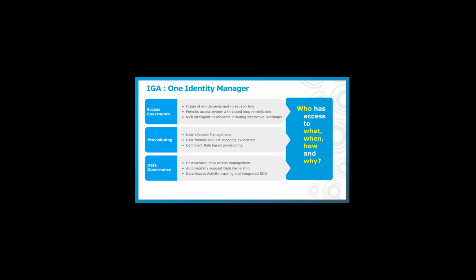Data governance is an additional module that can be bundled with Identity Manager. And this module's main function is to protect your unstructured data. So files and servers scattered in your organization can be protected using this module, in essence discovering the current permission and current access to these files and folders, and managing the request and approval workflow for any permission over these files and folders.